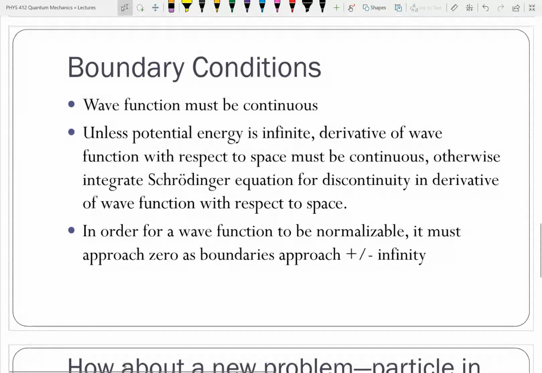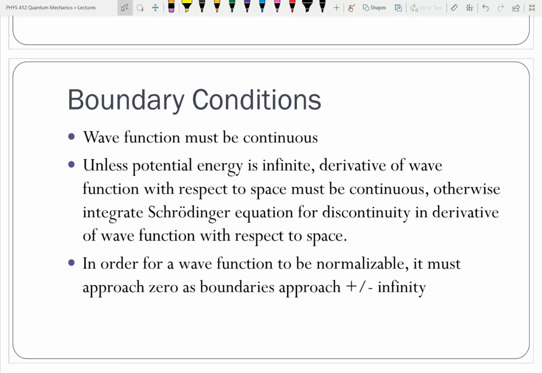So my next to last slide, what are our boundary conditions? The first one is always, the wave function must be continuous. Always going to be a boundary condition. The second one has 2 pieces, except for the case of an infinite boundary, which is a made-up textbook problem. Then you have to have the derivative of the wave function with respect to space, i.e. the slope, is also continuous.